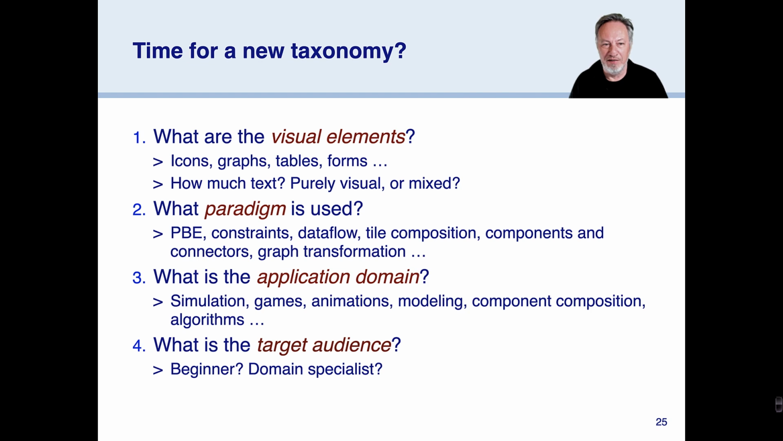So it seems like there's a need for a new kind of survey and a new kind of taxonomy, which should focus first of all on what are the visual elements. Are they going to be icons or graphs or tables or forms? How much text? Are they purely visual or mixed? For example, in the tile-based programming, the tiles are visual, but they are really representing textual fragments.